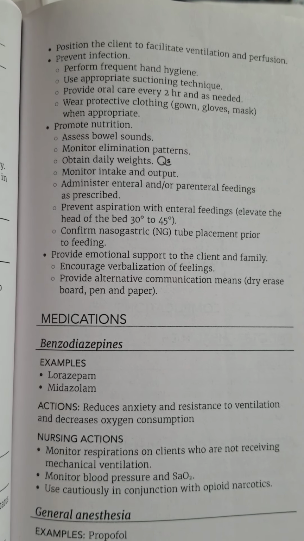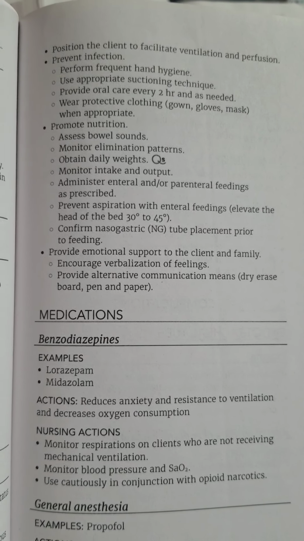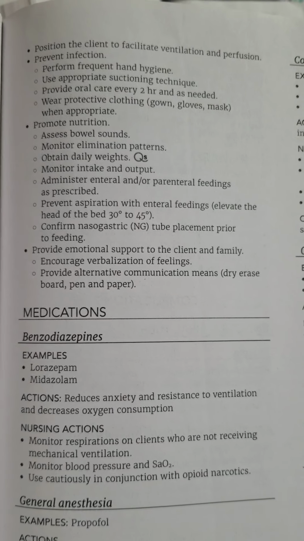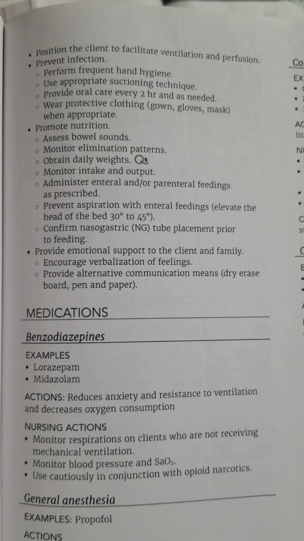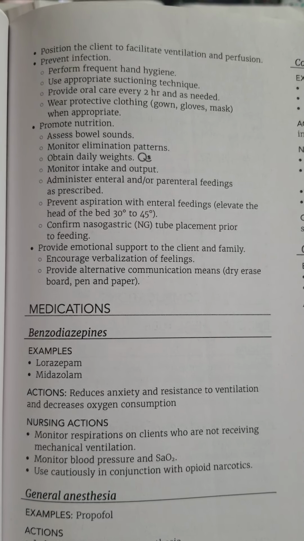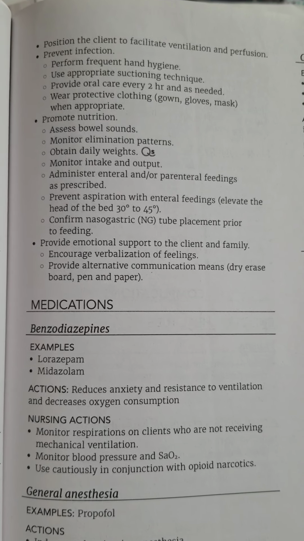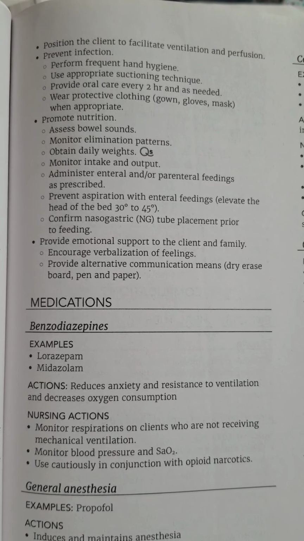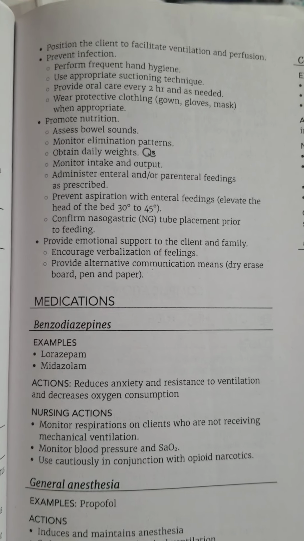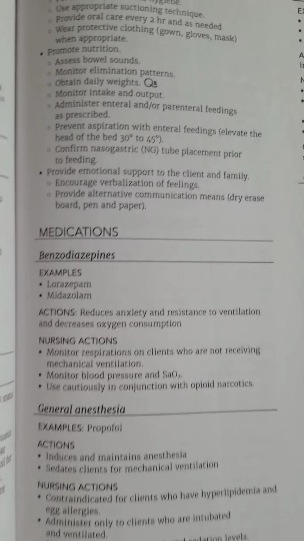Promote nutrition: assess bowel sounds, monitor elimination patterns, obtain daily weights, monitor I&O, and administer enteral and/or parenteral feedings as prescribed. Prevent aspiration with enteral feedings by elevating the head of the bed 30 to 45 degrees. Confirm nasogastric NG tube placement prior to feeding. Provide emotional support to the client and family. Encourage verbalization of feelings. Provide alternative communication means such as dry erase board, pen, and paper.